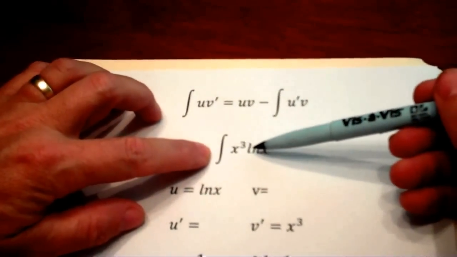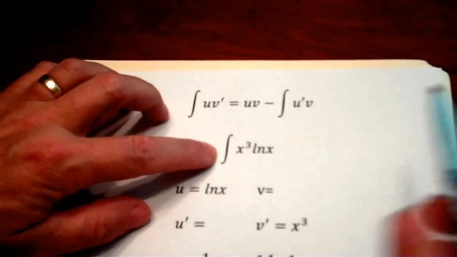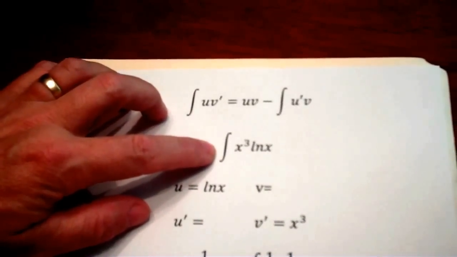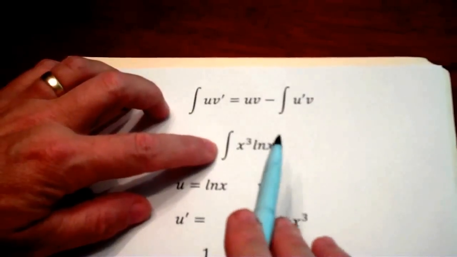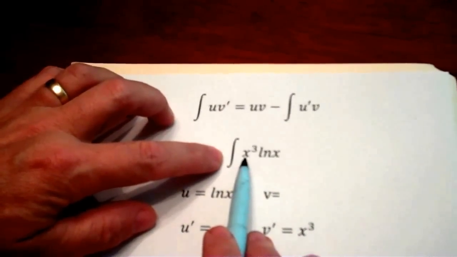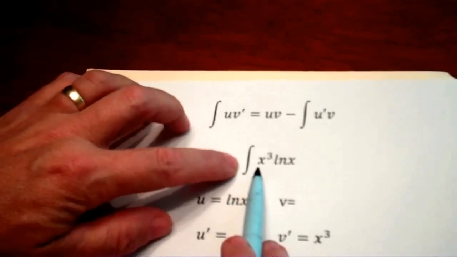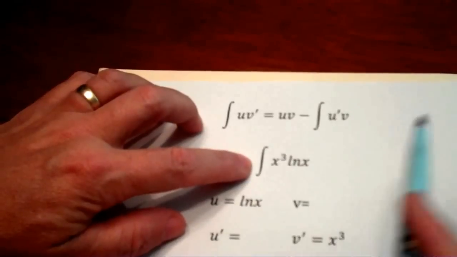Here's the problem that I want to integrate: x cubed, natural log of x. Once again, you notice that I have two x's, so I'm going to have to use some sort of special technique. I'd love to use that substitution technique, but you remember that this has to be the derivative of what's inside, and x cubed is definitely not the derivative of the natural log of x.